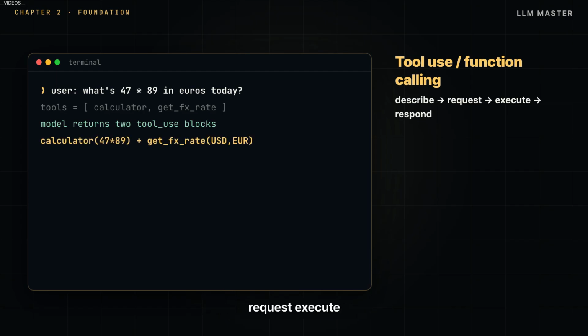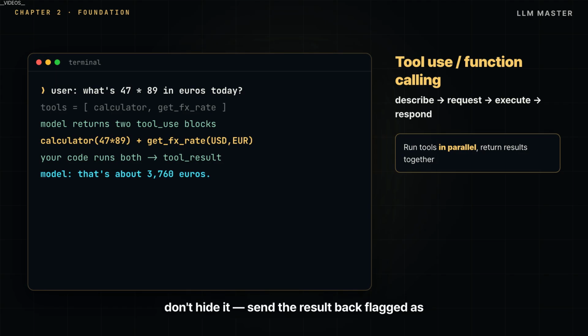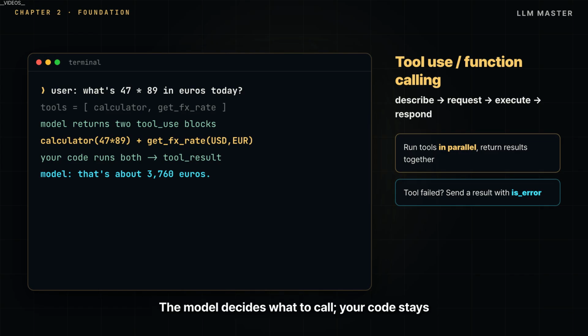That single loop, describe, request, execute, respond, is the beating heart of every agent you'll build later. Two things worth knowing now. The model can ask for several tools at once, in parallel, so run them together and return all the results in one message. And when a tool fails, don't hide it. Send the result back flagged as an error, and the model will usually recover, retry, or ask for help. The model decides what to call. Your code stays in control of what actually runs.